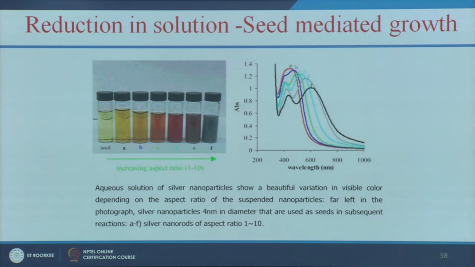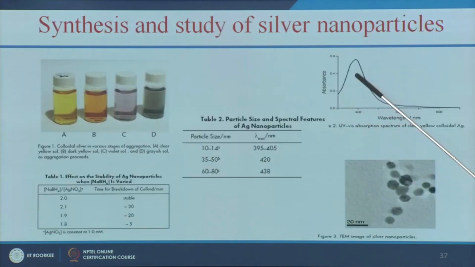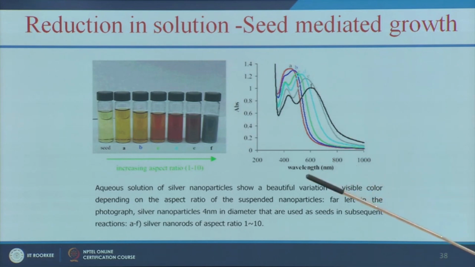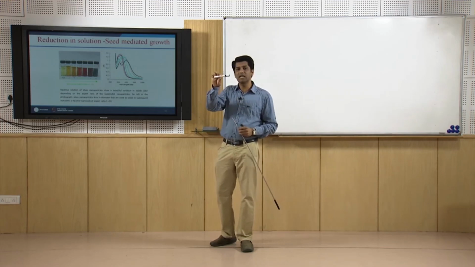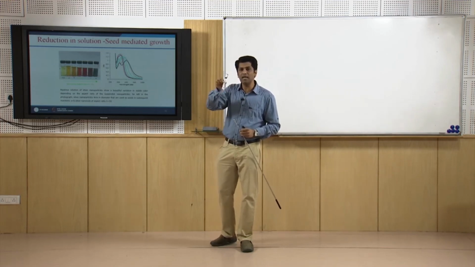So, why is it giving 2 peaks? What is the reason? You can see here the nanoparticle is giving a single peak, but the nanorod is giving 2 peaks. So, what is the reason? The nanorod is giving 2 peaks because it has 2 dimensions. So, it has a dimension like this as well as like this, longitudinal and transverse.